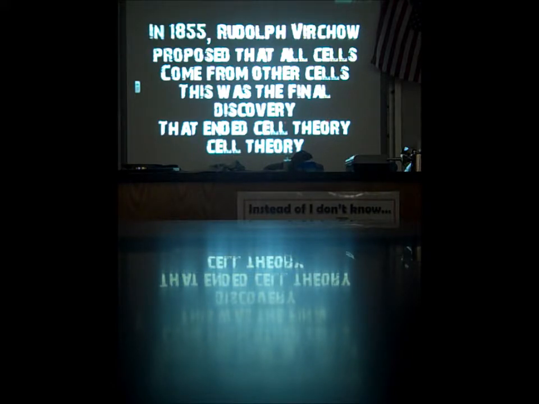Okay. When you look at this statement right here, all cells come from other cells. This was the final discovery that ended the cell theory. Tell me what that means. Don't dig deep. What does that mean? Somebody, anybody, please? Cells come from cells. Help me out here. Where do we know that from?